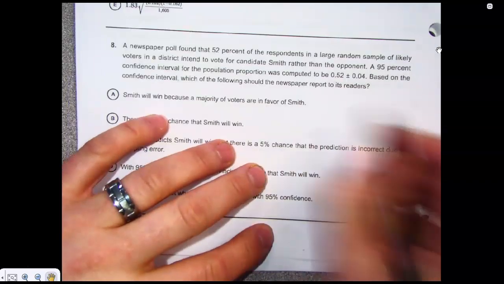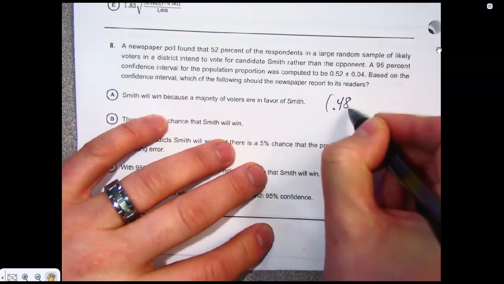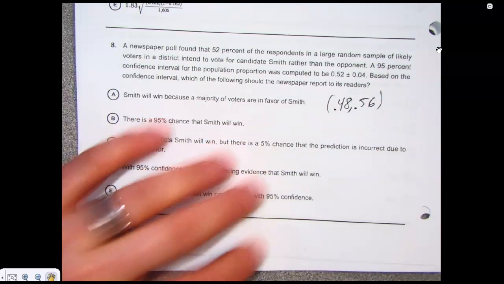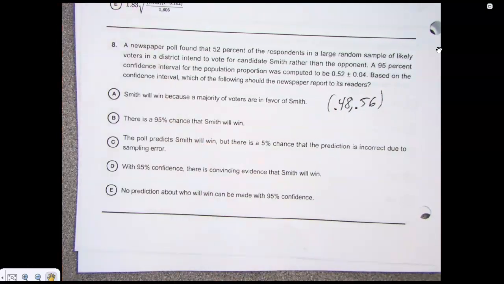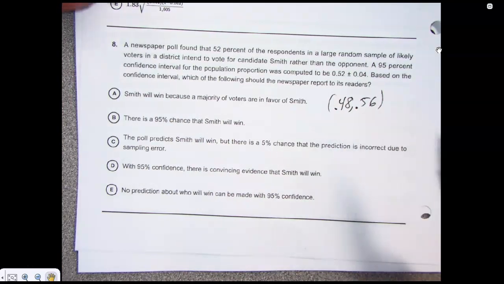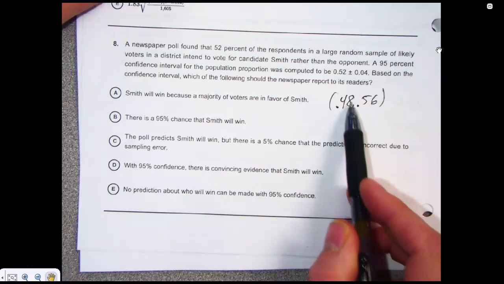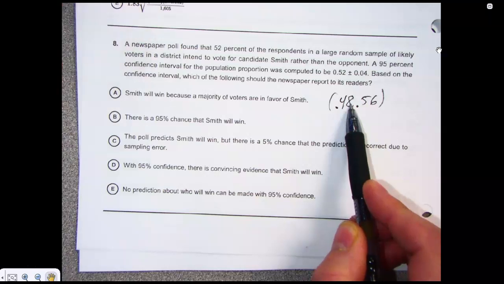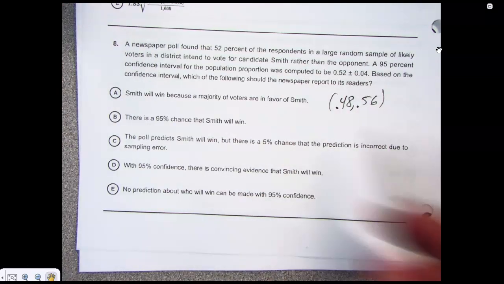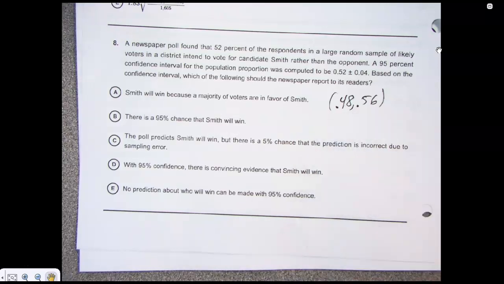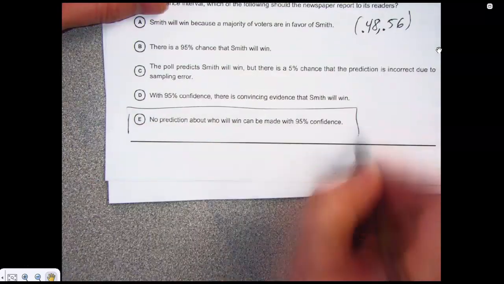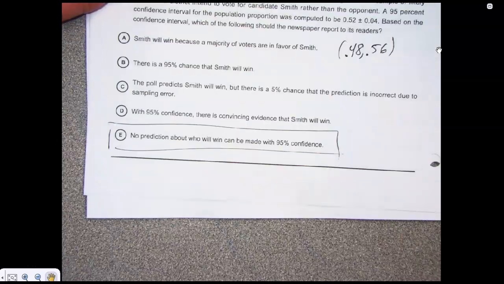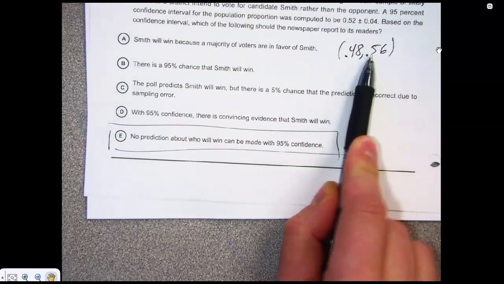So 0.52 plus or minus 0.04 would be between 0.48 and 0.56. So the main thing to realize here is, is 0.5 in the middle of that? It is. So I can't say that. If this entire interval were above 50%, if it were 55 to 65, then I can say, okay, I'm pretty sure more than half the people are going to vote for Smith. But since 0.5 is in the interval, I can't say that. And this is actually no prediction can be made about who will win, because 0.5 is right in the middle of that.